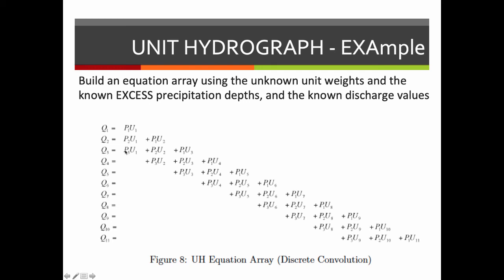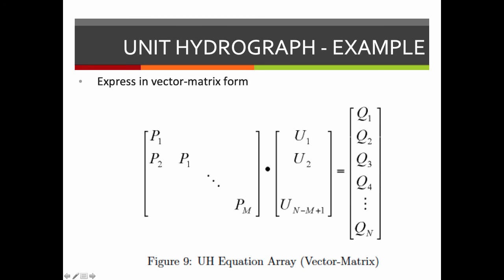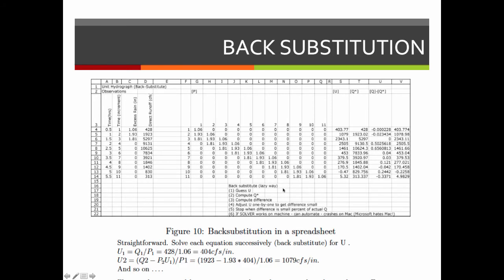Runoff in 3 is precipitation 3, unit 1, precipitation 2, unit weight 2, precipitation 1, unit weight 3, and so on. And this matrix is constructed moving downward, and it moves to the right depending on how many non-zero rains there are. A more convenient way to express it is in this vector and matrix form. So here's the precipitation array, here's the unit weights, which we don't know yet, and here's the right-hand side of observations. And if we put all that into, in this case a spreadsheet, we'll show you an R script in a minute.